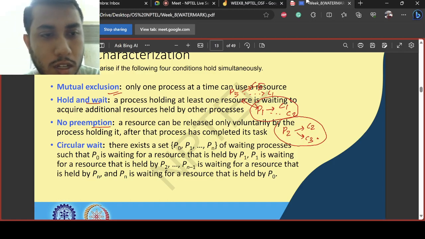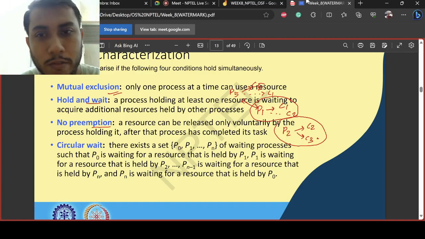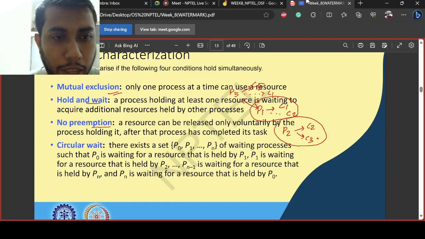So all these four properties are very important as you go further, for any exams related to this OS. These deadlock conditions are very important.